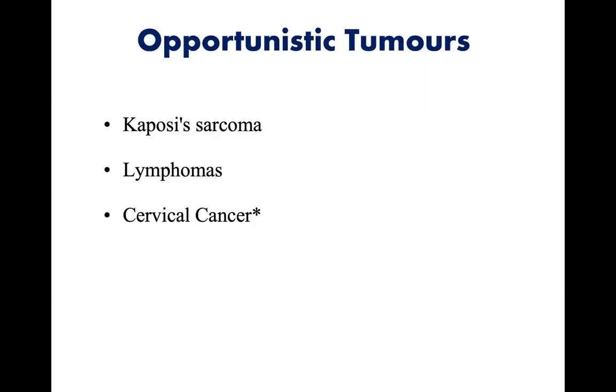So earlier on, I had not talked about tumors. So these are some of the tumors that are associated with AIDS and generally HIV infection, especially uncontrolled HIV infection which has progressed to the end stage. Things like Kaposi sarcoma, lymphomas, and also we noticed that people who are HIV infected and have HPV infections have a higher likelihood of developing cervical cancers compared to people who are not HIV infected.